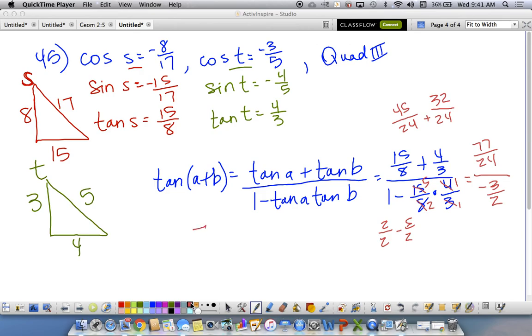So I'm going to keep, change, flip. Negative 2/3. I am going to reduce. 2 goes into that, 12. So now I have negative 77 over 36.